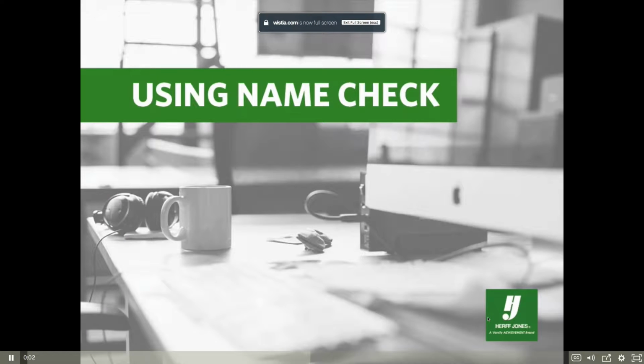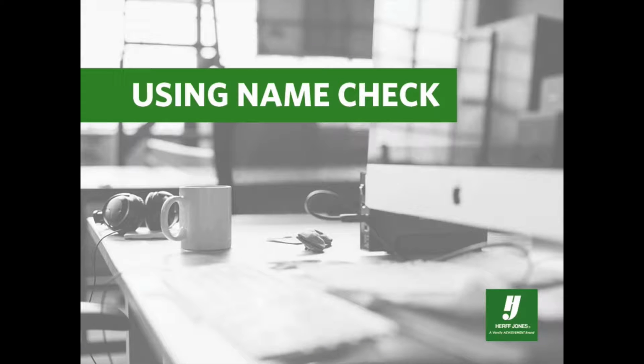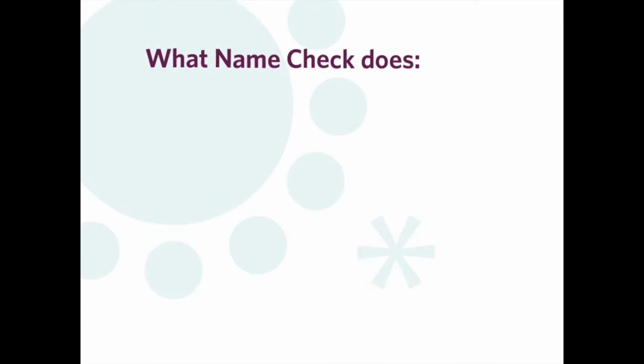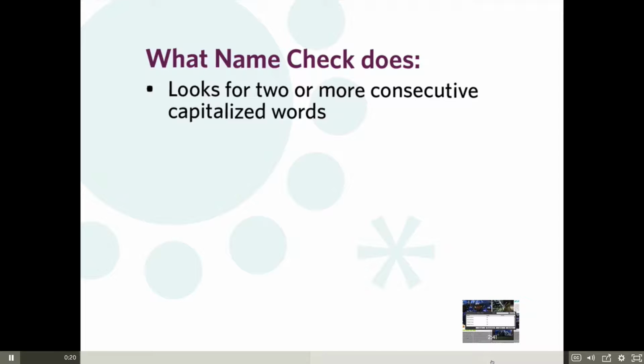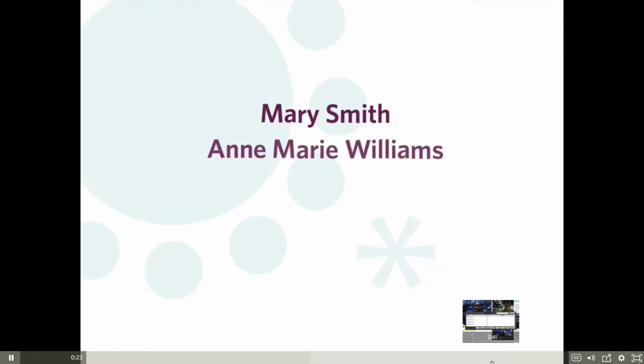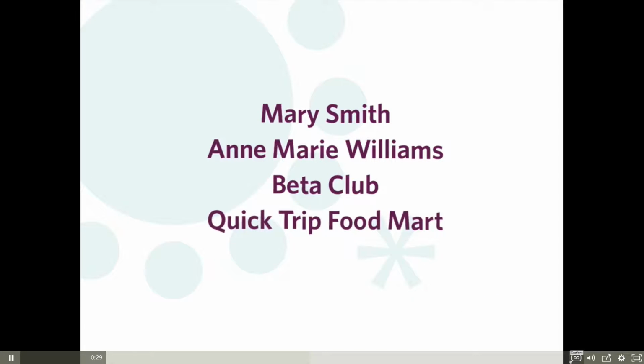Name check helps you identify and correct misspelled names in your yearbook so that each person's name is spelled correctly and consistently throughout. NameCheck scans the text on pages and looks for sequences of two or more consecutive capitalized words. For instance, NameCheck would find Mary Smith, Anne Marie Williams. It would also find things such as Beta Club, Quick Trip Food Mart. All of these follow the pattern of two or more consecutive capitalized words.